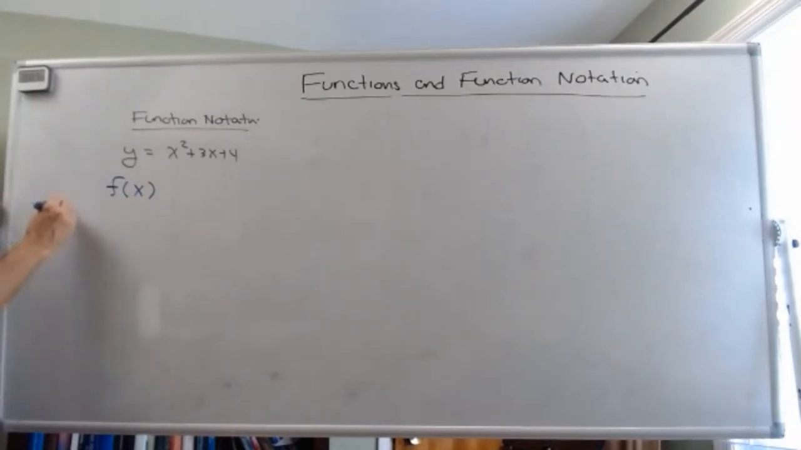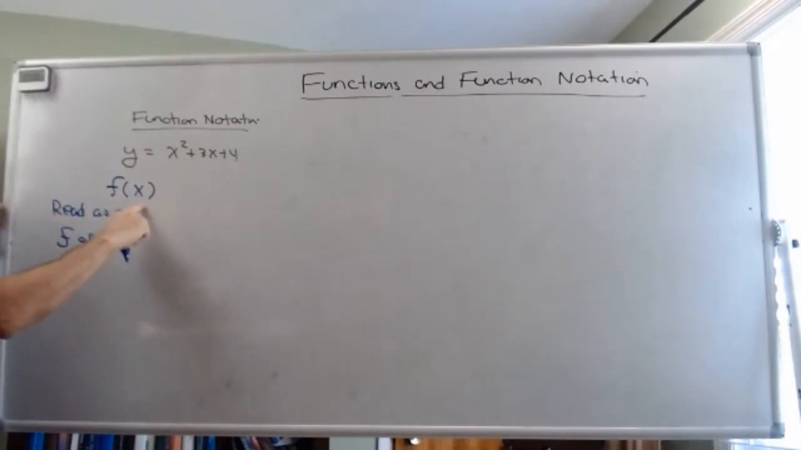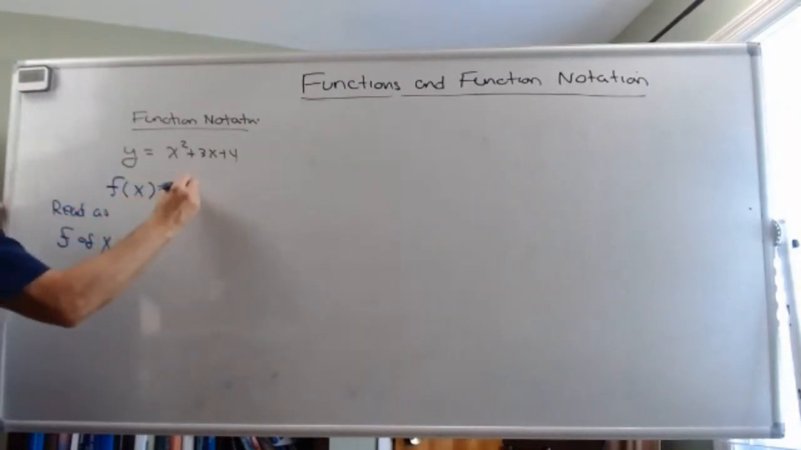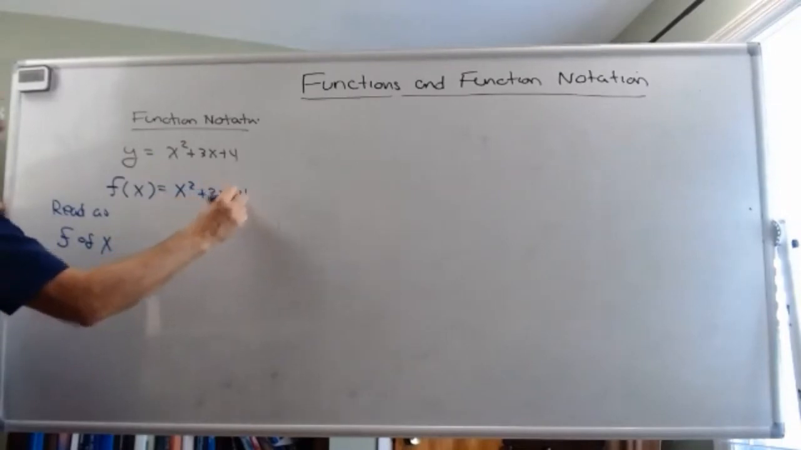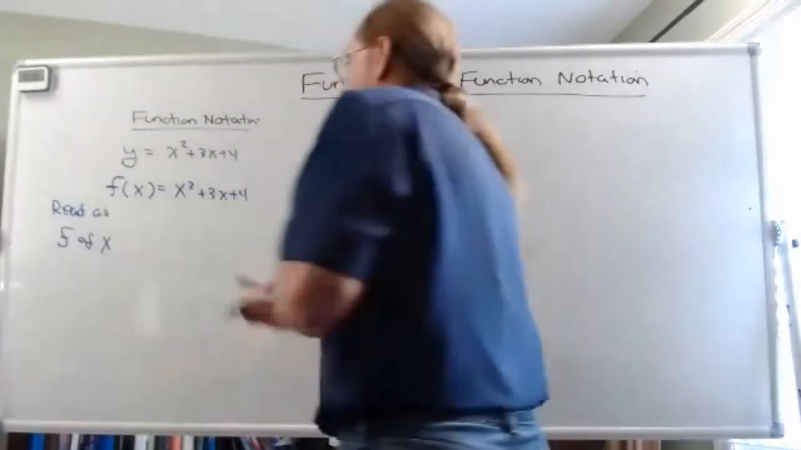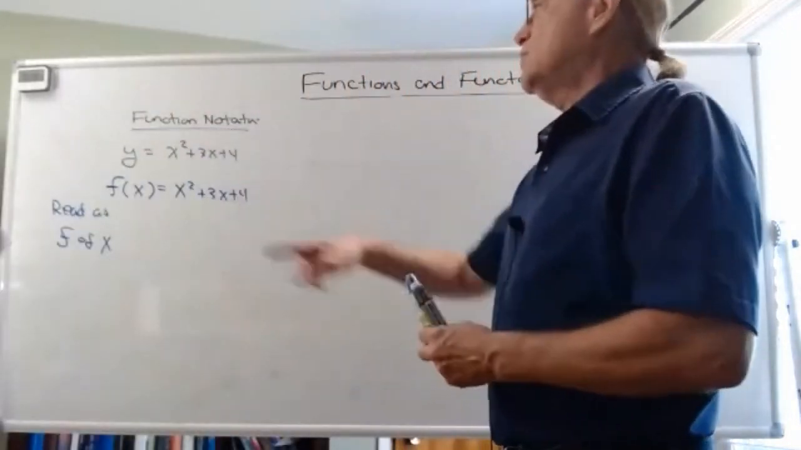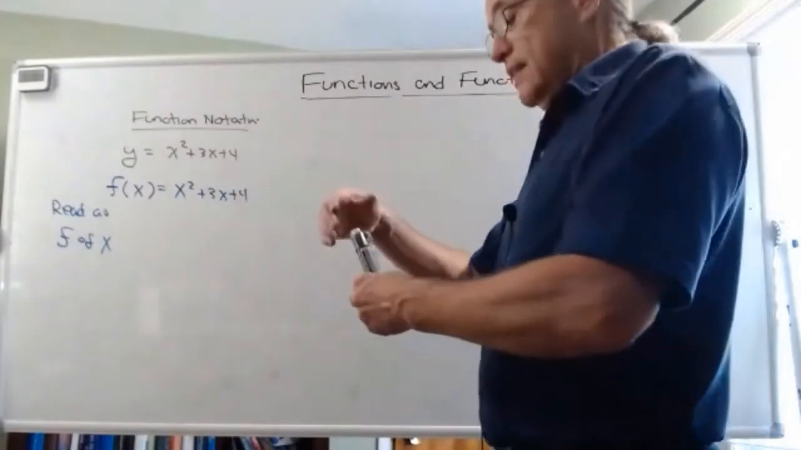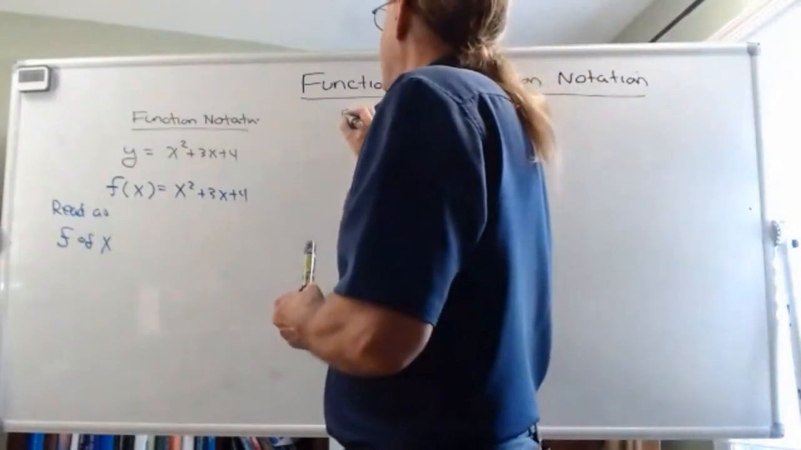This is read as F of x. It does not mean F times x. I'm just replacing y to explicitly show the input. x is the input. F of x is the y value, the output. So I'd write that F of x is equal to x squared plus 3x plus 4. So that's my function notation. Now, what does it enable me to do? Well, it enables me to do some very simple things. So given that, let's turn around and do these evaluations.